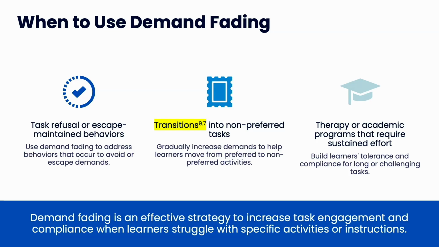When to use it: use it for task refusal or escape maintained behaviors. Another place to use it, which is really useful, is transitions into non-preferred tasks. Make those tasks smaller and gradually increase them over time. Then you want to build the learner's tolerance and compliance for long or challenging tasks. This is the best for really long tasks, like completing a whole worksheet. Many academic tasks are perfect for demand fading, but other tasks as well. Like brushing teeth, you bring it down to just a few seconds and you slowly increase it over time. Cleaning up a room, just clean up a little bit and then we'll slowly increase it over time.